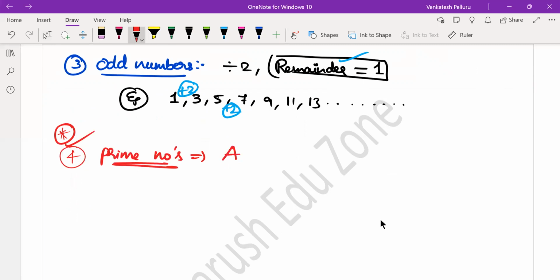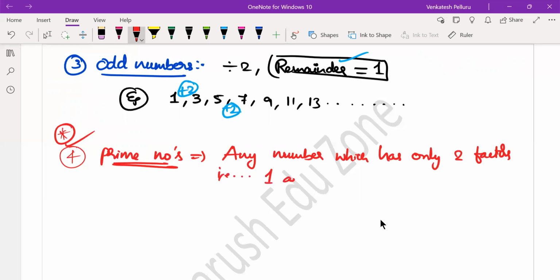So any number which has only two factors, that is, one factor is 1 and the other factor is the number itself, 1 and itself, are called prime numbers.